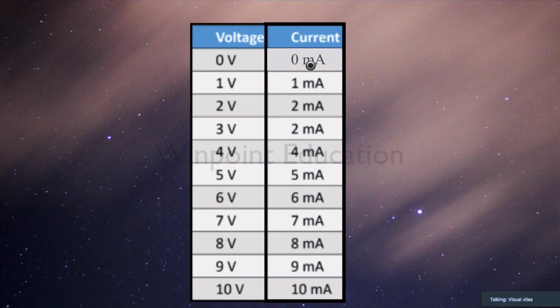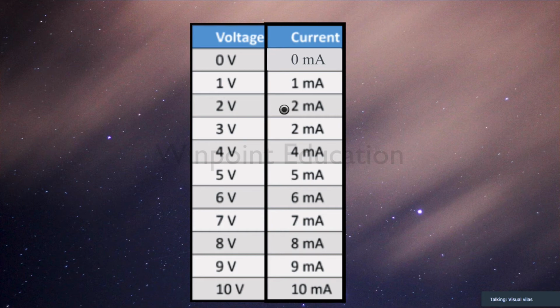0 volt 0 milliampere, 1 volt 1 milliampere, 2 volt 2 milliampere, 3 volt 2 milliampere, 4 volt 4 milliampere, 5 volt 5 milliampere, 6 volt 6 milliampere. So you can observe here, when we are increasing the voltage, the current is also increasing. It is Ohm's law. When we are increasing the voltage, the current will increase.